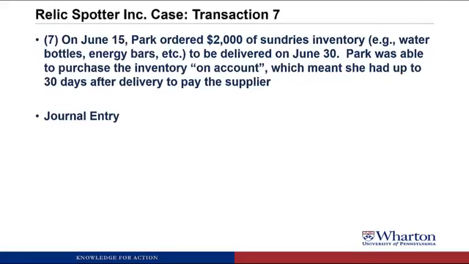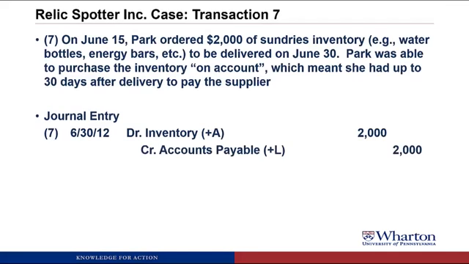So let's start with inventory. Inventory is an asset. Assets go up through debits, so we're going to debit inventory for $2,000. We owe money to our supplier. That's a liability. Liabilities have credit balances, so we increase them with a credit. So we're going to credit something called accounts payable for $2,000. Accounts payable is the term we always use when we owe money to a supplier.